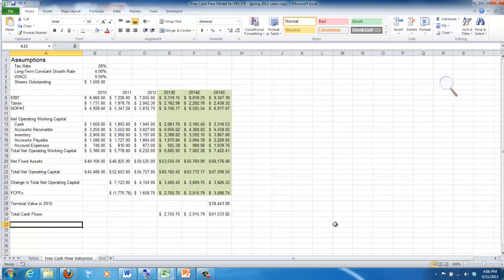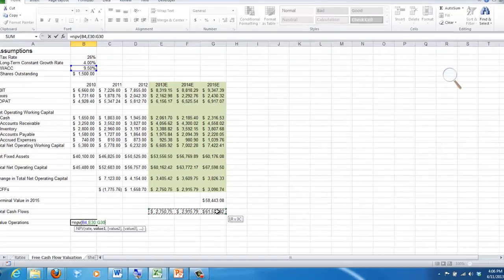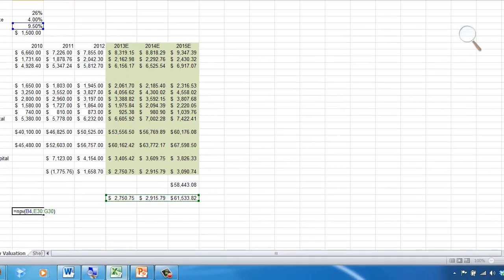The next step is to find the value of operations. For that we're going to take net present value, and you can do this in your calculator using the free cash flow worksheet. The rate is going to be the weighted average cost of capital. And then our free cash flows will be the cash flows for the calculation. And we get a value of operations today of $51,811.37.